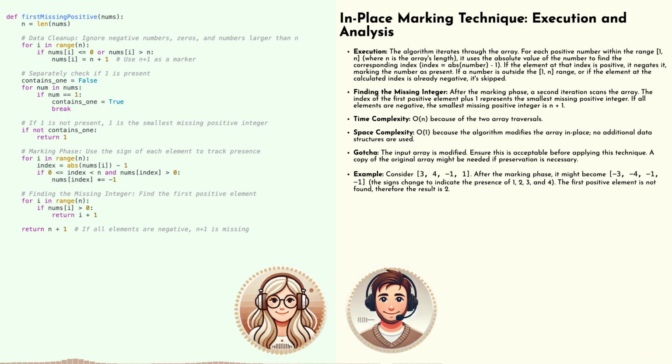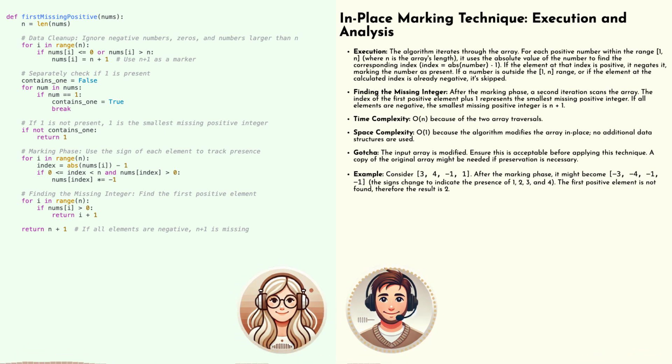A great way to think about it. And what if we get to the end and we haven't found a single positive element? That means every element has been negated. So we've seen all the positive integers from 1 to n. The smallest missing one must be n plus 1.